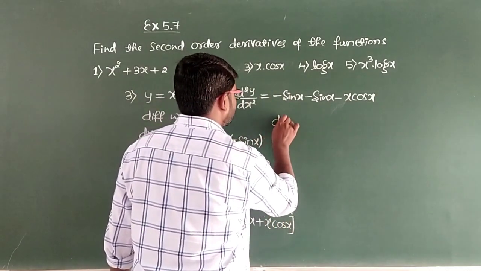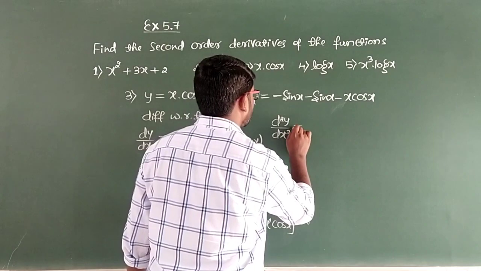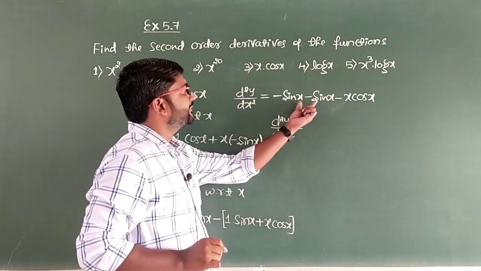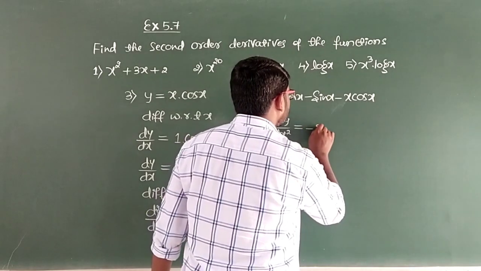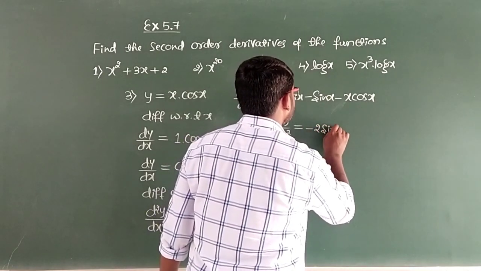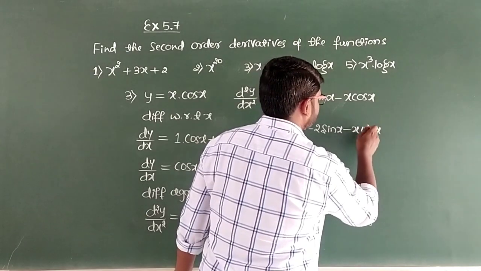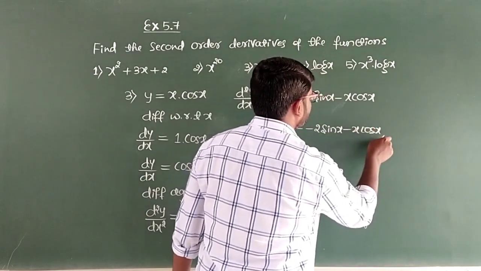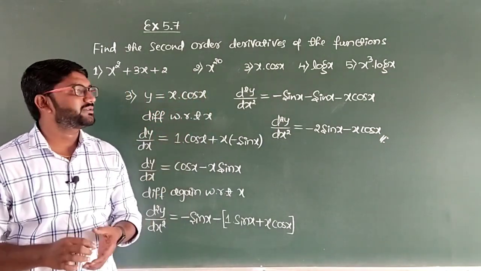So simplify this further, d square y by dx square, which is equals to, so minus sin x and minus sin x, it will be minus 2 times sin x, then minus x cos x. So this is the final answer for the question number 3. Note down this, then we'll take up the question number 4.